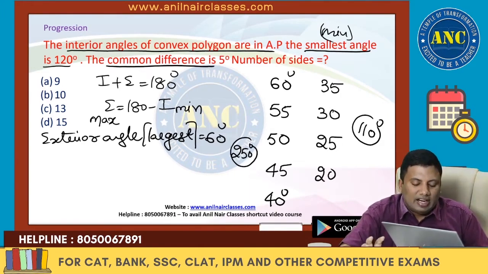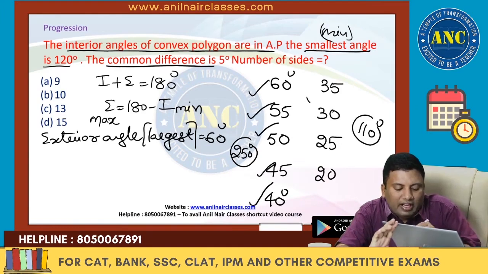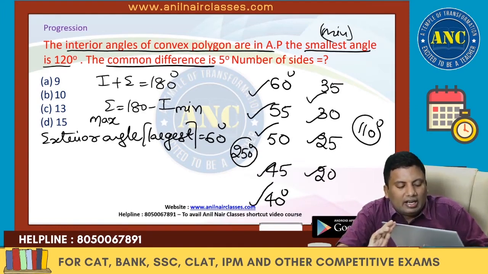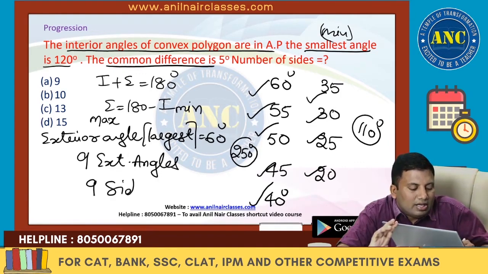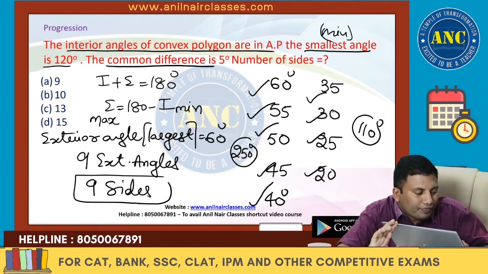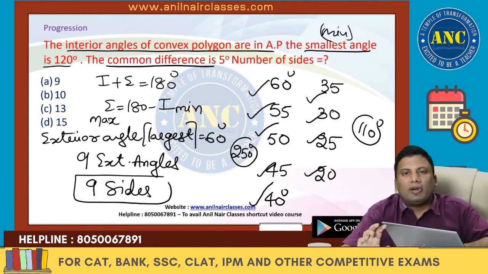The sum of the exterior angles is 360 degrees. How many exterior angles are there? 1, 2, 3, 4, 5, 6, 7, 8, 9. There are a total of 9 exterior angles. If there are 9 exterior angles, how many sides will it have? 9 sides. I hope the idea is clear. So the answer is number of sides, 9.